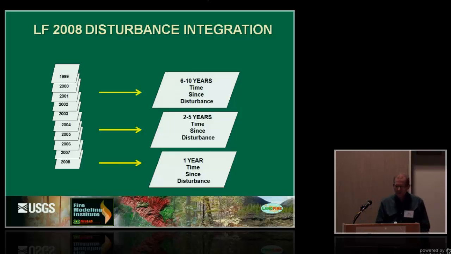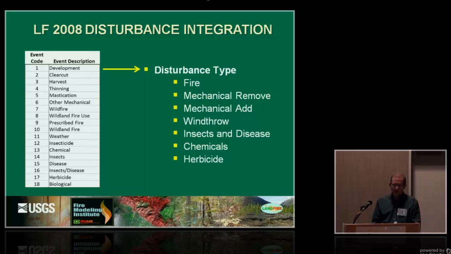And then at this point, we take the disturbance types, the more detailed event codes, and roll them up into broader types. So we group all the fires into fire. We have a series of mechanical remove, which has implications for what surface fuels are left, versus a mechanical add. And then we've got wind throw, insects and disease, and then chemicals and herbicide. So now we're working with 7 disturbance types and 3 times since disturbance. And then the severities pretty much stay the same. The severities that come through the process Joel is talking about, high, moderate, low, track through as well.